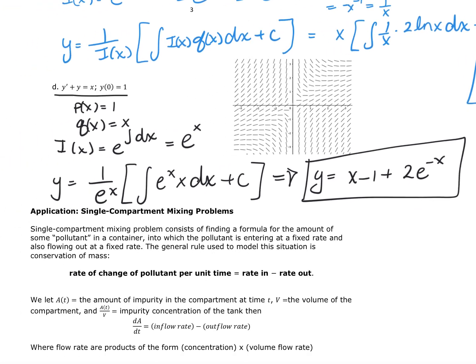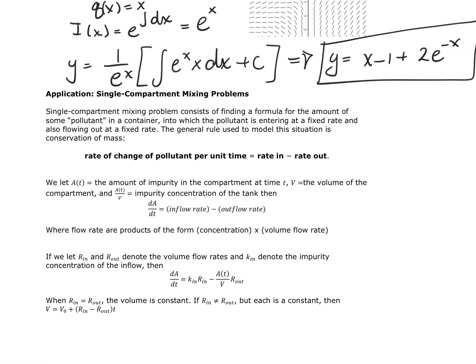All right, let's go ahead and look at an application problem. This is a single compartment mixing problem. What that means is that we're going to be taking some, quote, pollutant, and we're going to put it in a container. The pollutant is going to be entering this container at a fixed rate and also flowing out. Whatever fluid is flowing in is also going to be flowing out. Not necessarily the same amount, but we also have a flow out that has a fixed rate.